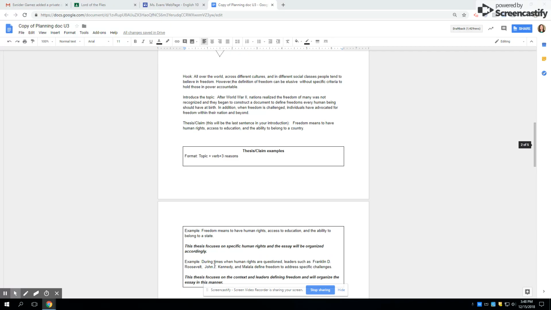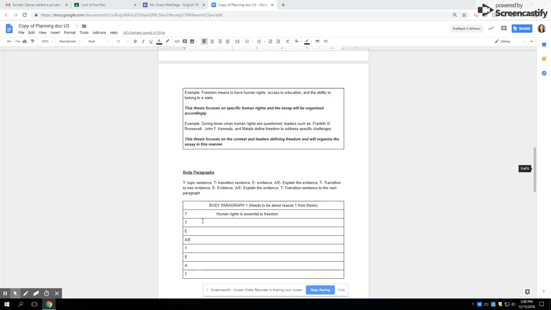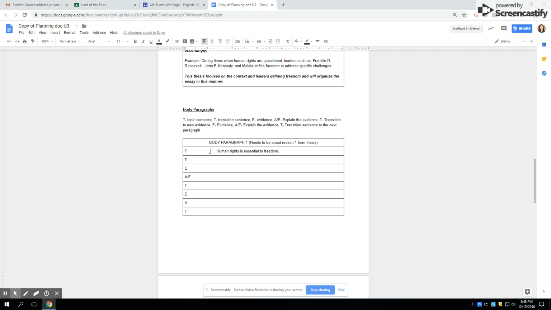We begin by building our topic sentences. To do this, we look at our thesis or controlling idea, and we begin with our first idea or reason that we've listed. Freedom means to have human rights. We take that and we paste that into our first body paragraph. Body paragraph 1, topic sentence: human rights is essential to freedom.